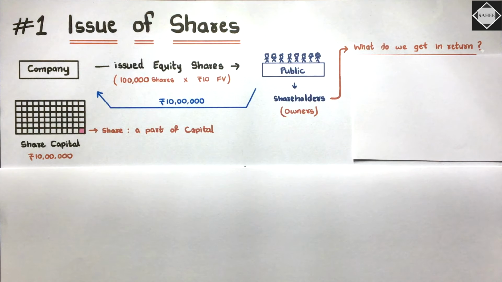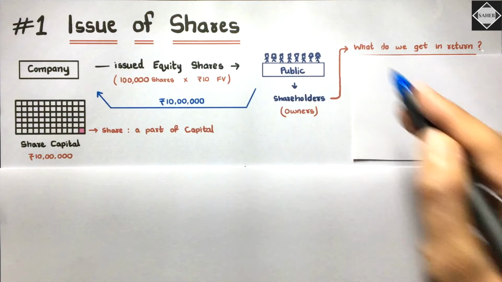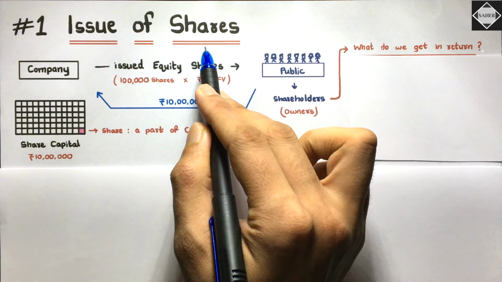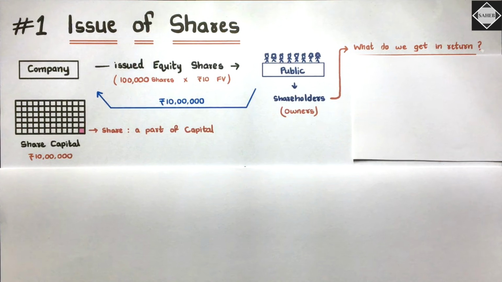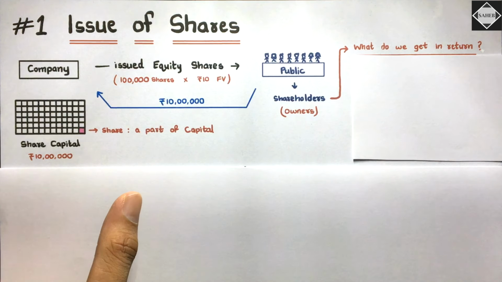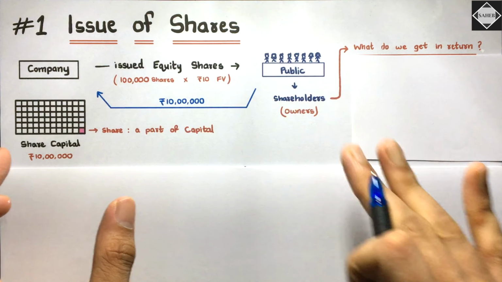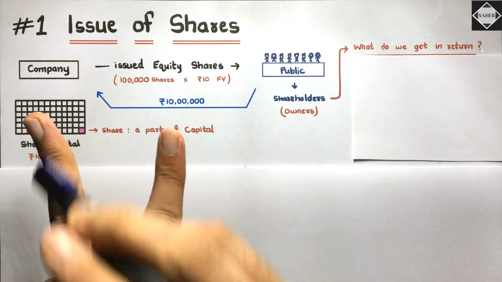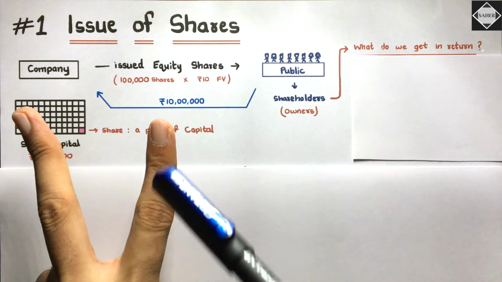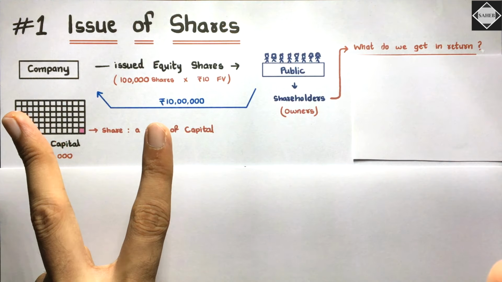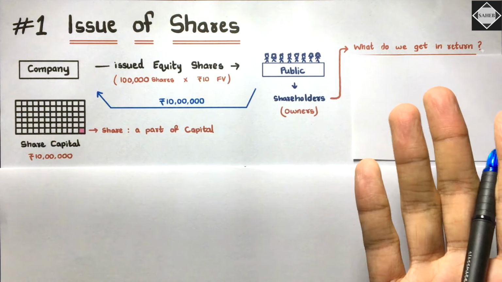Today in this video we're going to start this new chapter of company accounts. As you can see over here, issue of shares. It's a very simple and easy chapter. We are going to discuss each and everything from the very basics, and then gradually we'll move on to the advanced level. We will take two videos, first the conceptual video, and then the second video will be for the accounting treatment, the journal entries in a very detailed manner, and then we will move on to the problems.